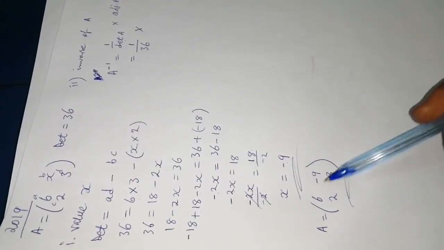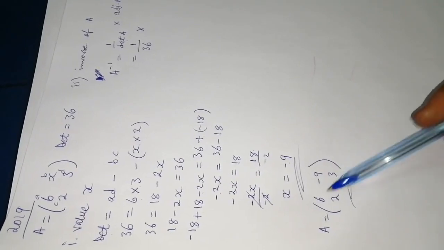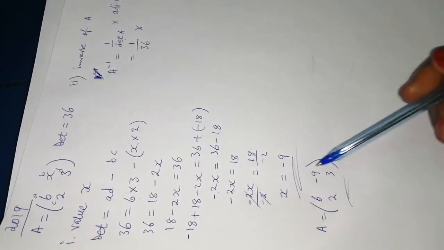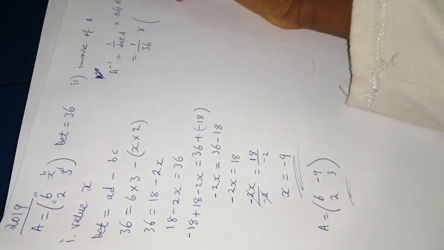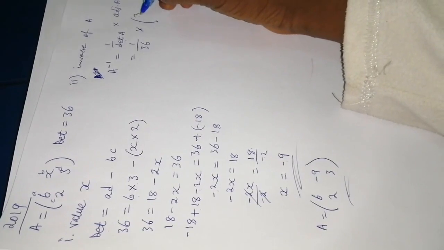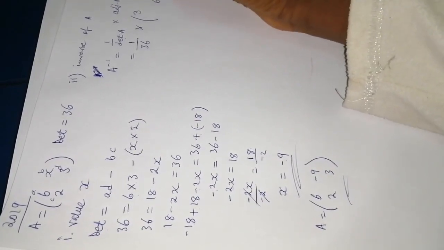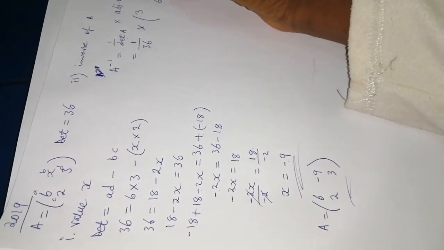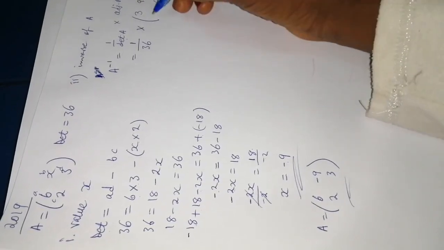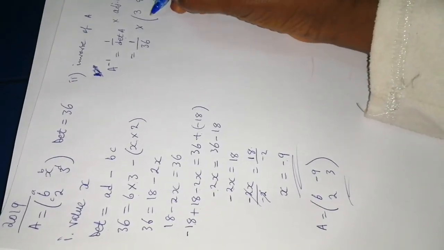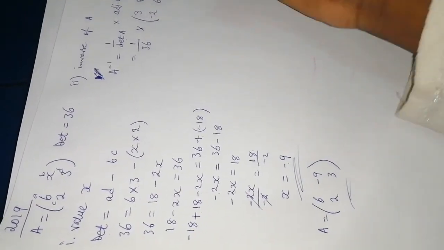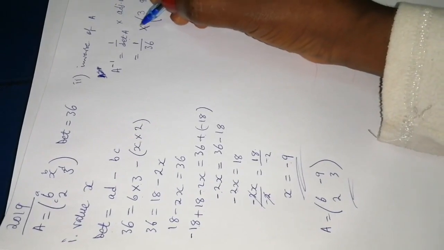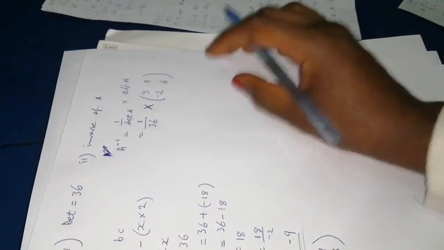So we look at this matrix, we swap the elements in the major diagonal, change the signs of the elements in the minor diagonal. So swapping the elements in the major diagonal, we have 3 where 6 is, and 6 goes where 3 was. Then negative 9 goes to positive 9. Negative 2 becomes positive 2. Then we multiply 1 over 36 by everything in that matrix.